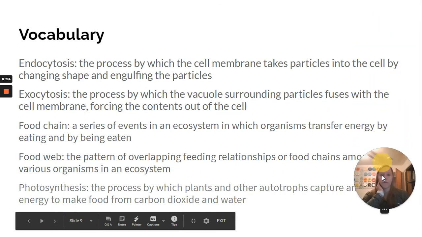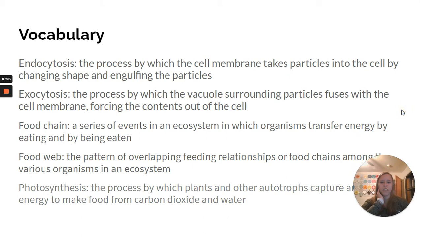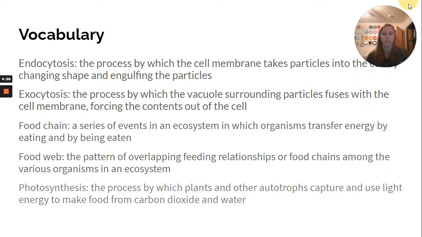Endocytosis is the process by which the cell membrane takes particles into the cell by changing shape and engulfing the particles. Exocytosis is the process by which the vacuole surrounding particles fuses with the cell membrane, forcing the contents out of the cell. Food chain is a series of events in an ecosystem in which organisms transfer energy by eating and by being eaten. Food web is the pattern of overlapping feeding relationships or food chains among the various organisms in an ecosystem.